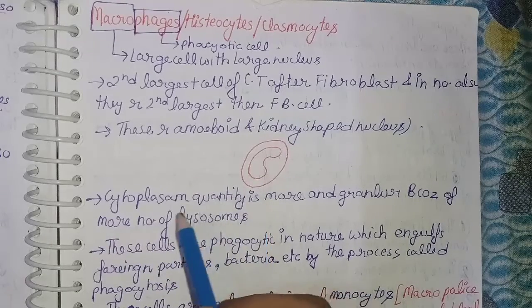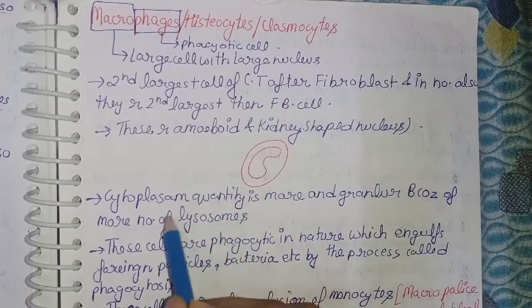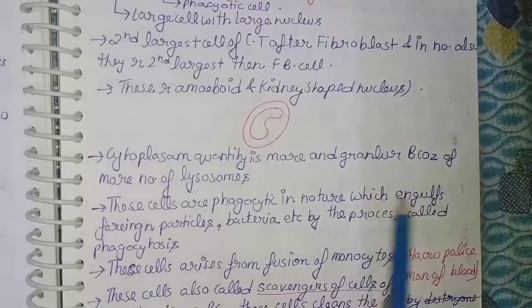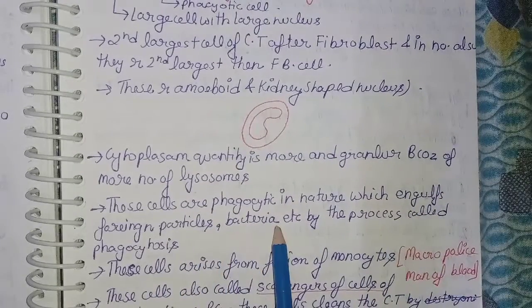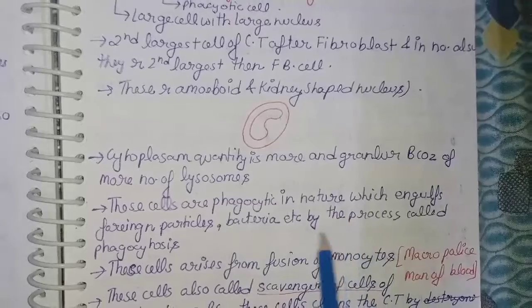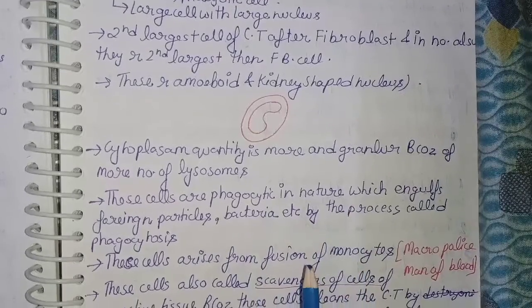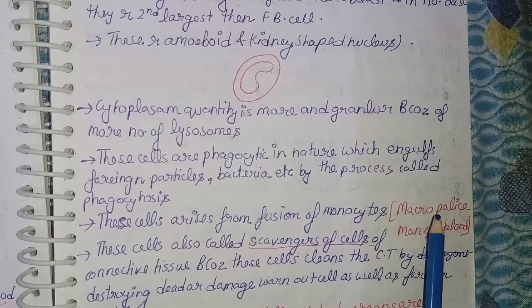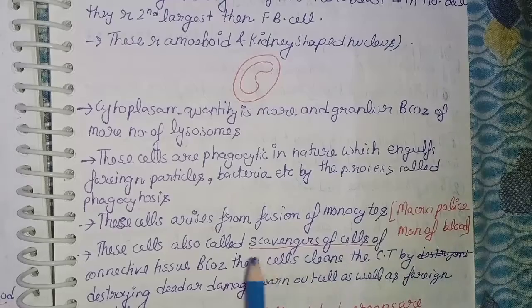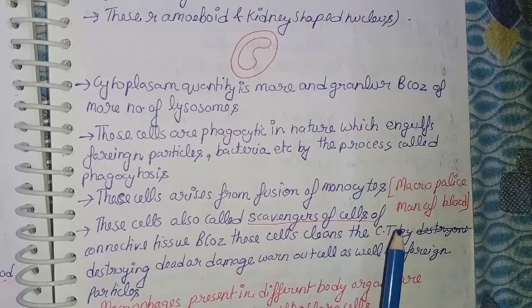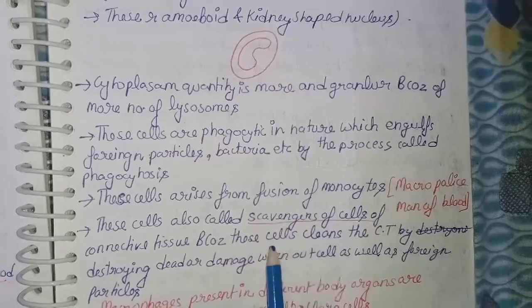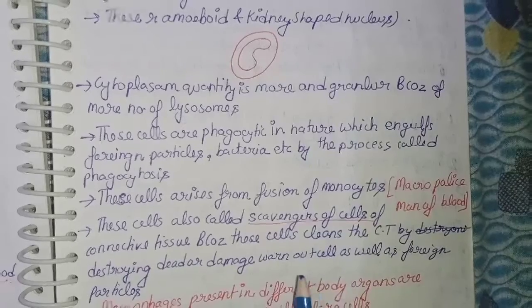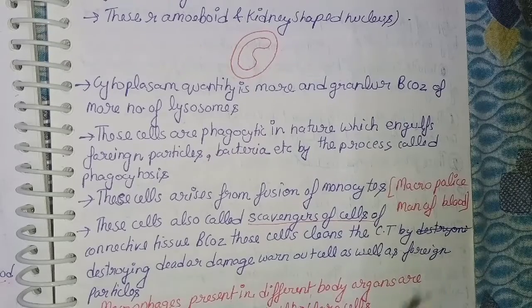So in these histiocytes or plasmocytes or macrophages, the lysosome number is more. These cells are phagocytic in nature, which engulf foreign particles, bacteria, etc. by the process called phagocytosis. So they do phagocytosis. These cells arise from the fusion of monocytes, which is also called the macropoliceman of the blood. These cells are also called scavenger cells of connective tissue because these cells clean the connective tissue by destroying dead or damaged worn out cells as well as foreign particles.